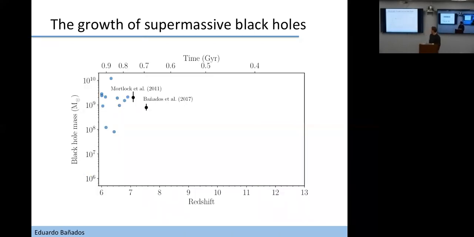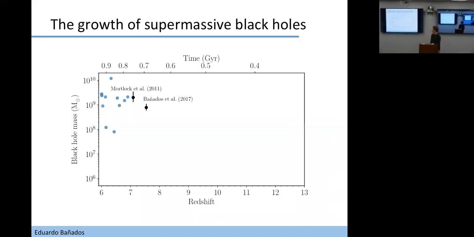And when you put this in a plot like this, these are all real data. These are masses measured from some of the most distant black holes. This is the previous redshift record holder. This is the new one, both measured with GNIRS data.